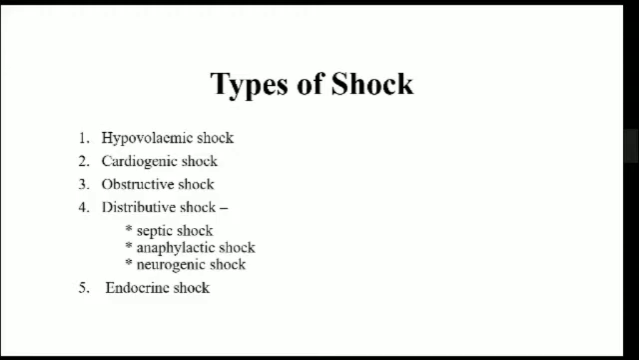The fourth one is distributive shock, which includes septic shock, anaphylactic shock, and neurogenic shock. The fifth one is endocrine shock, which may present with a combination of hypovolemic shock, obstructive shock, and distributive shock. And it is caused by hypo and hyperparathyroidism as well as adrenal insufficiency.